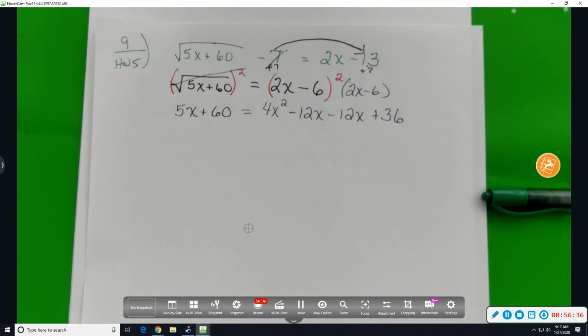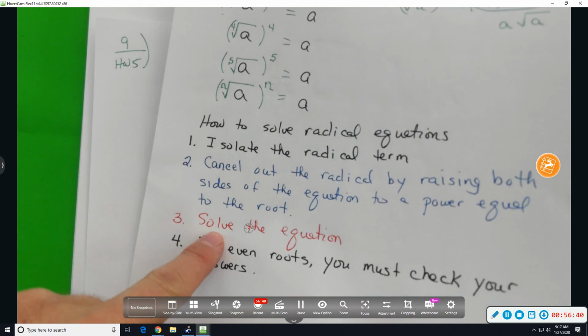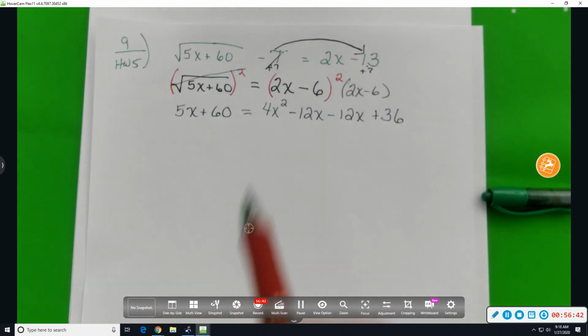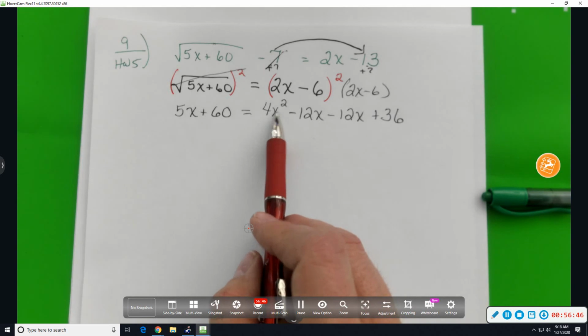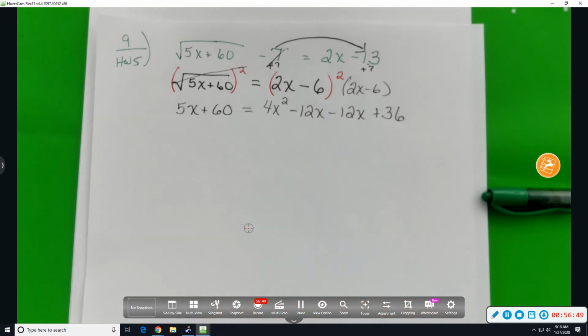Well, what kind of equation do we have? Because now we've got to solve this equation. There's an x squared in it, so it's not a linear equation, is it? It is a quadratic equation. So get a 0 on one side and factor, or use the quadratic formula. I'll factor.